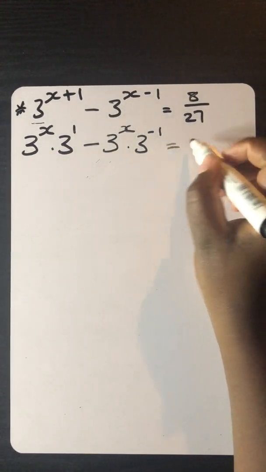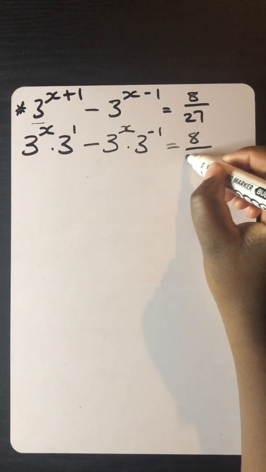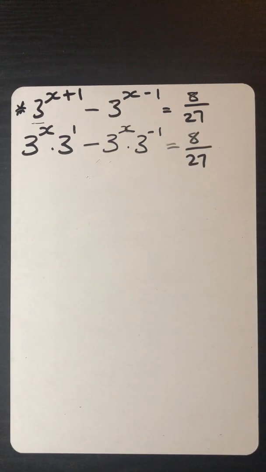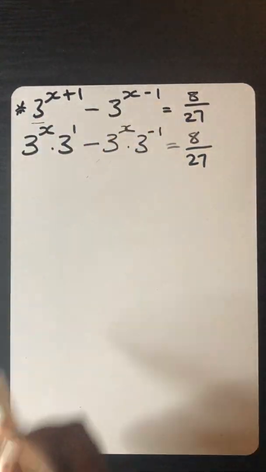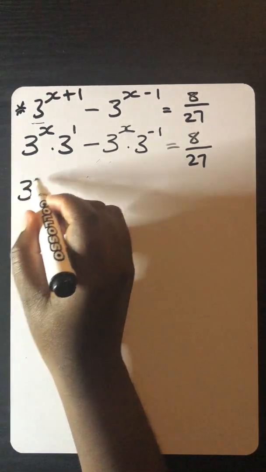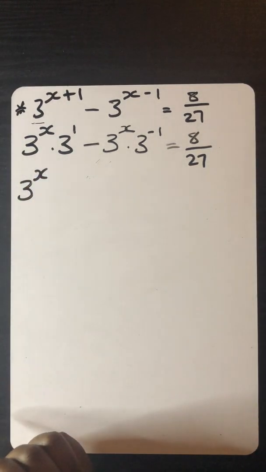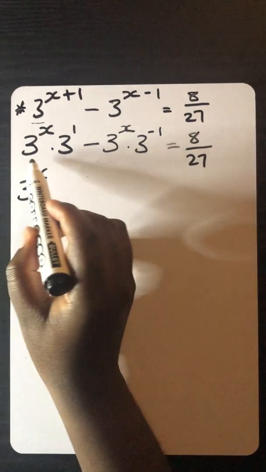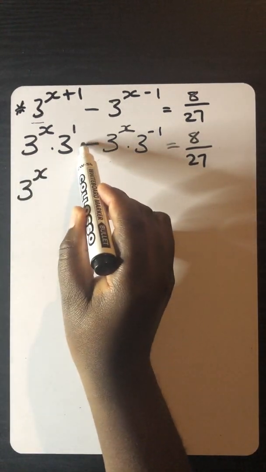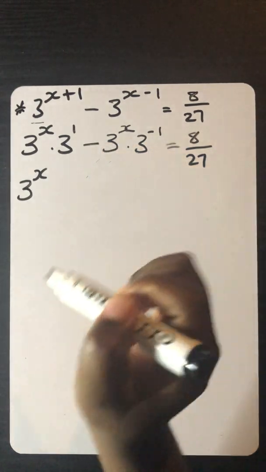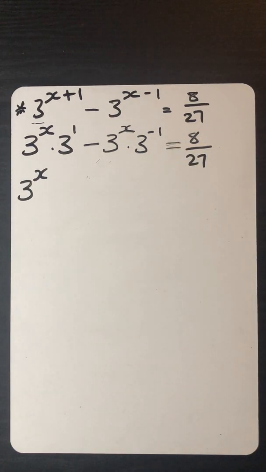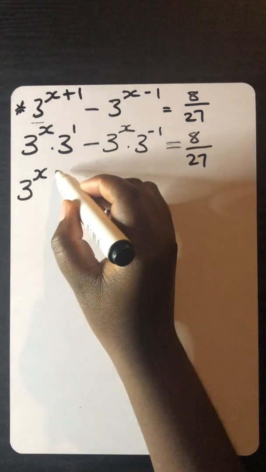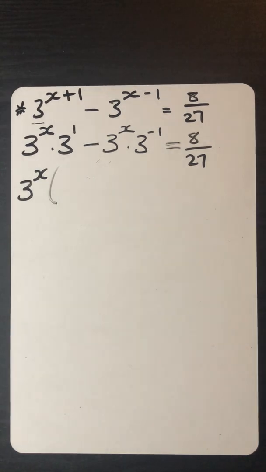So remember guys, this is equated to 8 divided by 27. Okay, so ladies and gentlemen, the reason why we had to expand that is because we wanted to take out 3 to the exponent x as common factor. We've got a term there separated by a sign, so on the left side of the equal sign we've got 2 terms, and in each of those terms we've got a common factor, which is 3 to the exponent x.